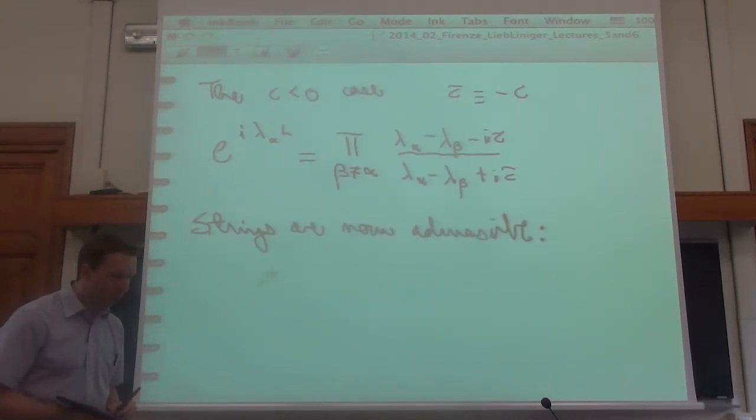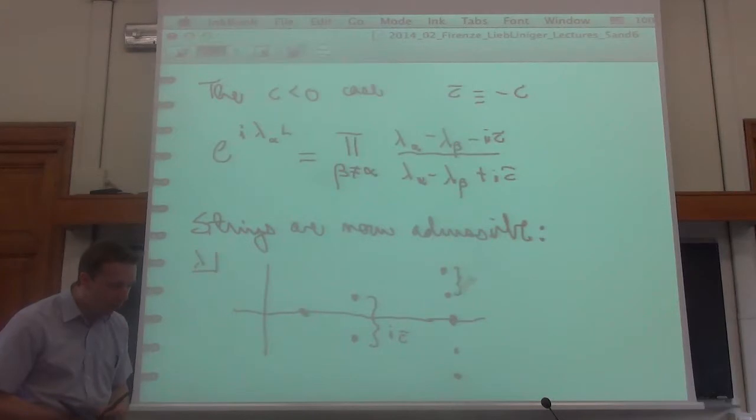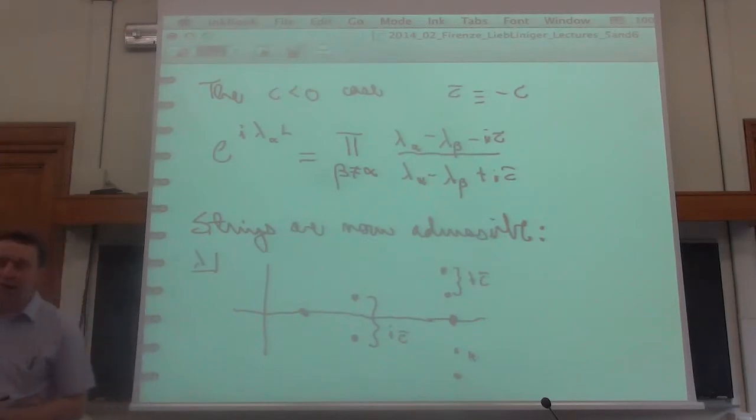And the way a string looks is if you have the complex plane of lambda. So that's a one string. That's a two string, and the distance between these two is i C bar. And you can have, for example, I don't know, a five string. Well, it's kind of uniformly spaced, as you can see, and the distance between every element here is i C bar. These are now admissible solutions to the Bethe equations.